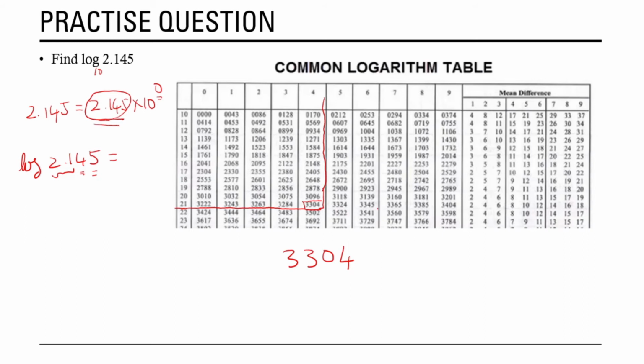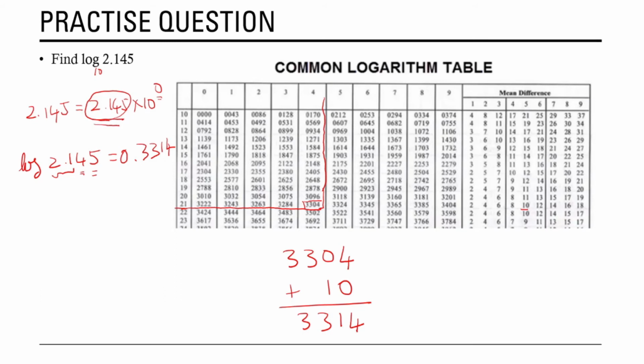Then we have to add the mean difference corresponding to the next digit, 5. In the same row, the mean difference corresponding to 5 is 10. So plus 10, the answer is 3314. So the value of log 2.145, where our characteristic is 0, is 0.3314. I hope this is clear.